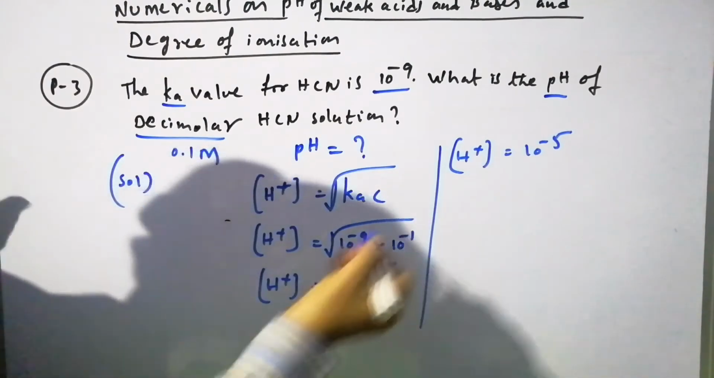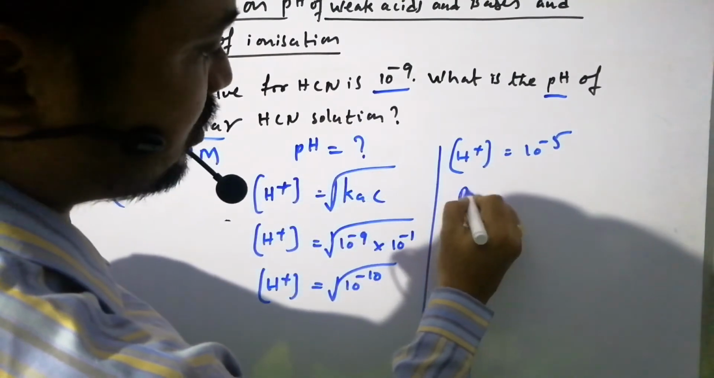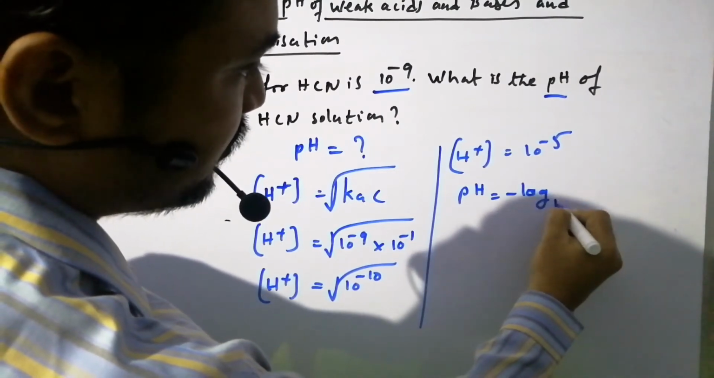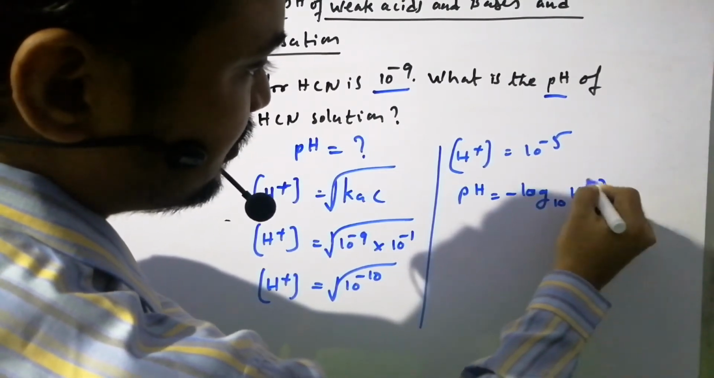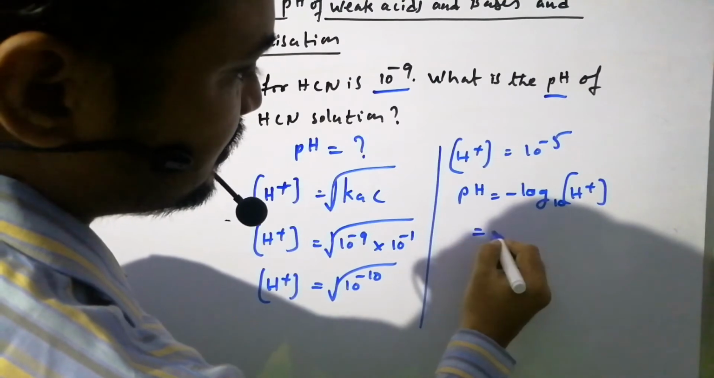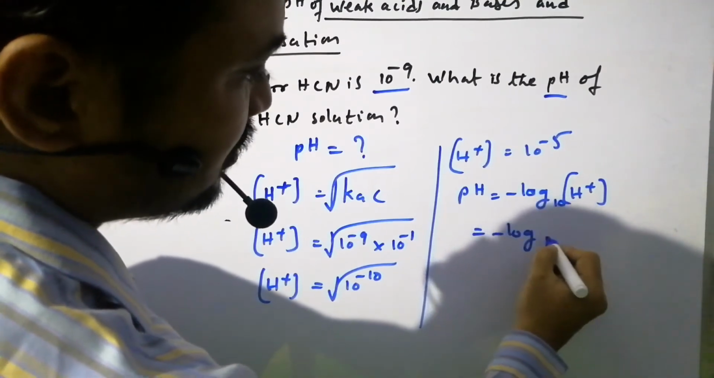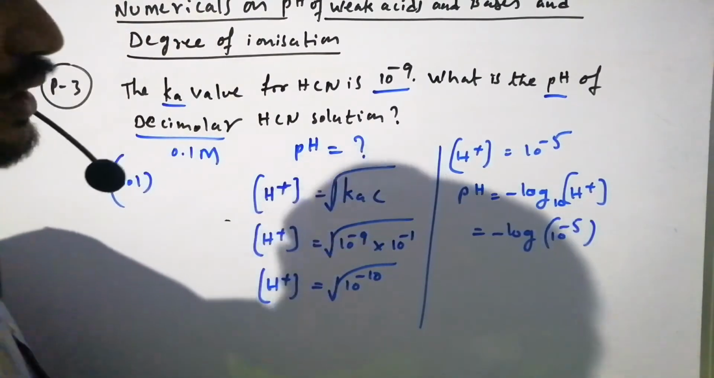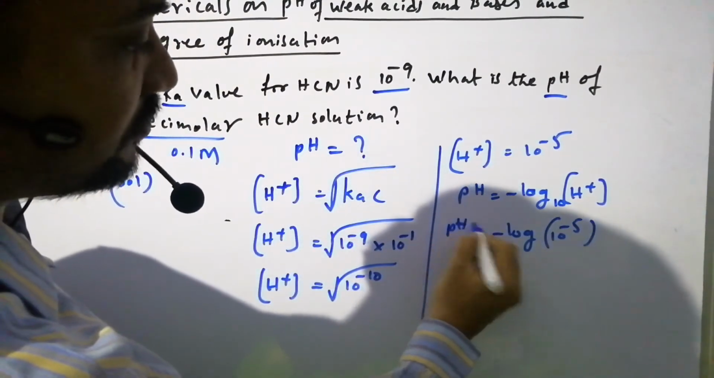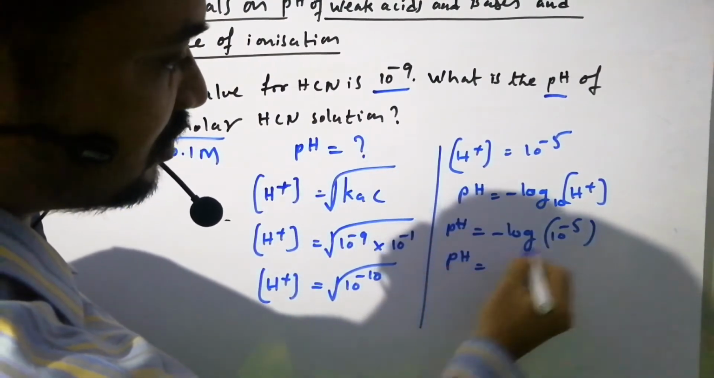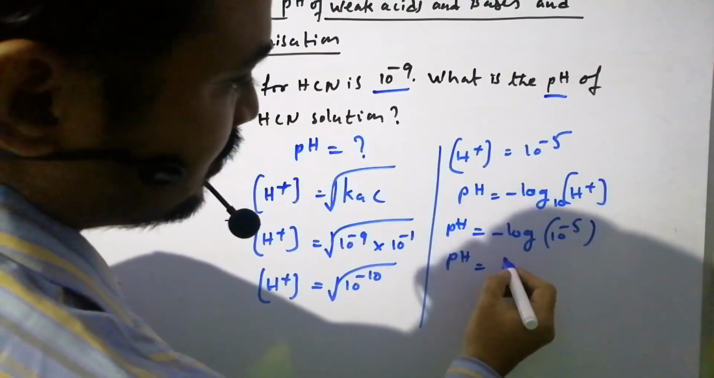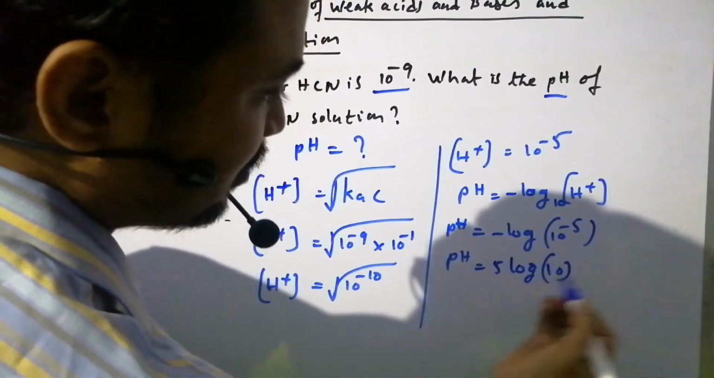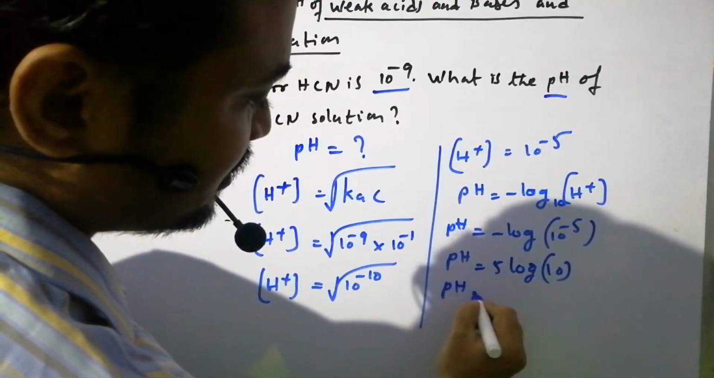By using H plus concentration, already we know pH is equal to negative logarithm to the base 10 of H plus concentration. That implies minus log 10 power minus 5. Already we know log A power n is n log A. That's why pH is equal to positive 5 log 10. Already we know log 10 is equal to 1. That's why pH is equal to 5.